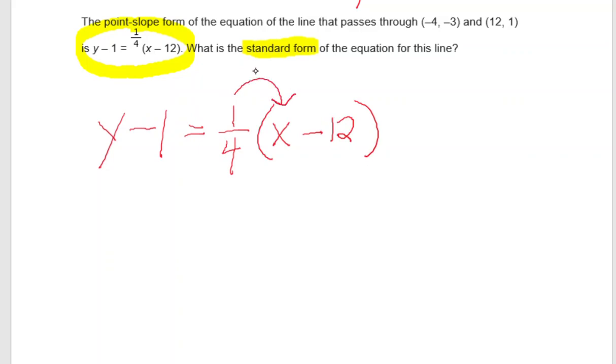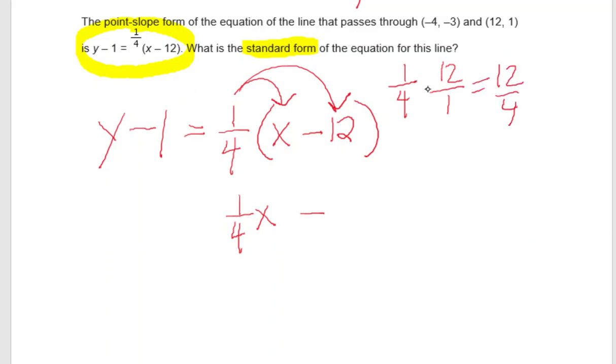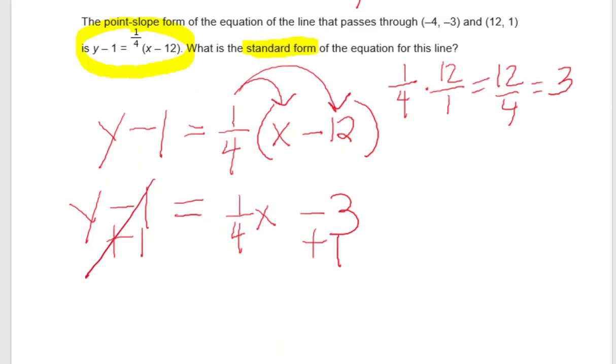I'm going to distribute and get 1/4 times x minus 1/4 times 12 over 1, which is 12 over 4, which is 3. So 1/4 times 12 is 3, equals y minus 1. We can go ahead and get it into y equals form by adding 1 to both sides. So now we have y equals 1/4 x minus 2.